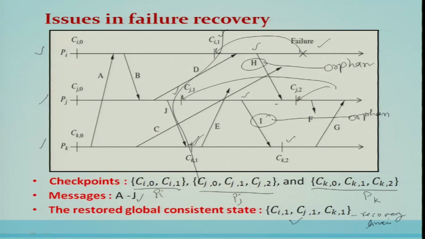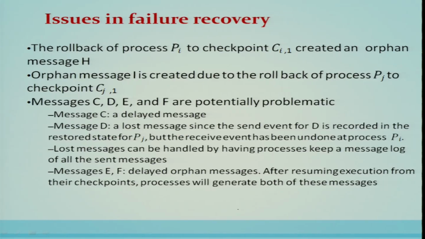The issue here is to find, among the set of checkpoints, the particular consistent global checkpoint that will restore the system with minimum loss. This is quite a challenging process, and we are going to see through an algorithm how we are going to achieve it. The rollback of a process Pi to a checkpoint Cij created an orphan, which I have explained. Orphan message I is created due to the rollback of Pj, which I have also explained.